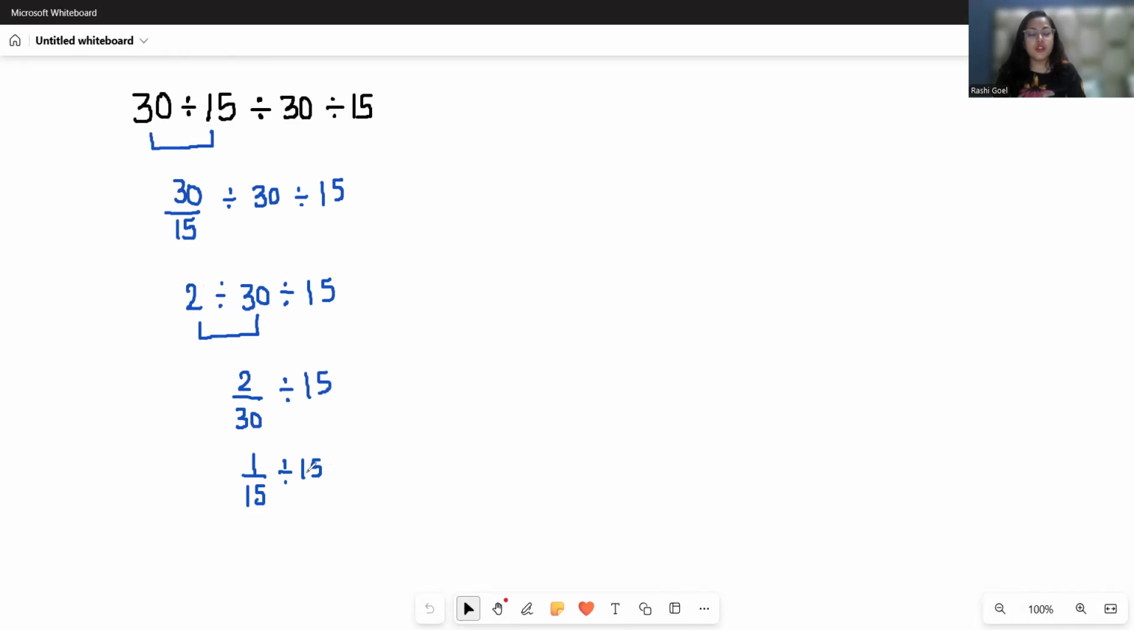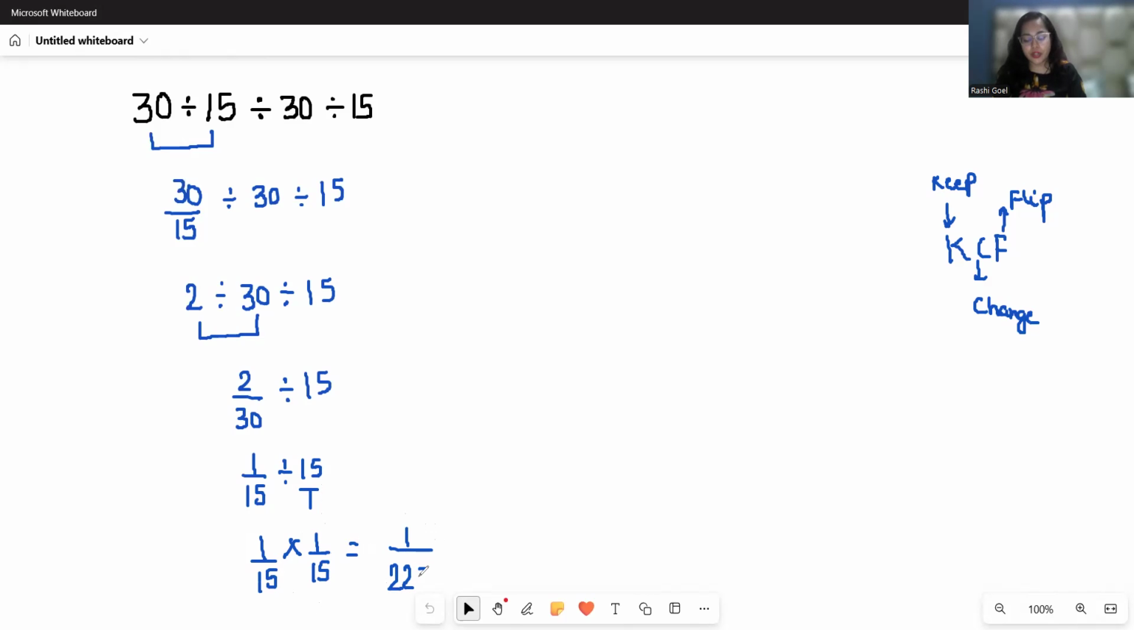From here, you should know the rule that is the KCF rule. What does it say? K stands for keep, C stands for change, F stands for flip. So let's apply this rule. That means you have to keep the left digit, change the symbol and flip the right digit. So it becomes 1 by 15. So 1 times 1 is 1 and 15 times 15 is 225.